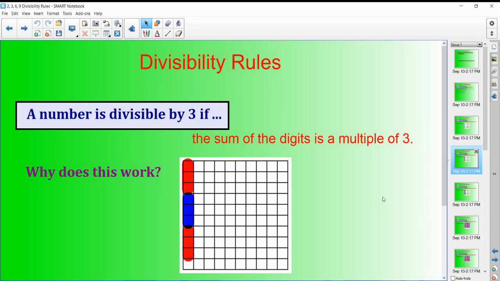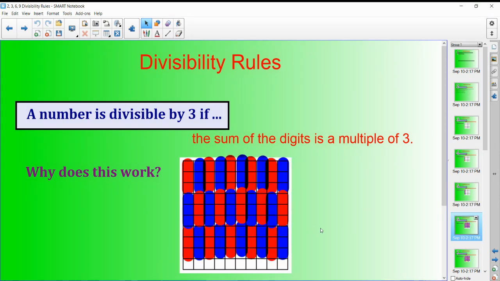Okay, if I take this block of 100 and start splitting up into 3s, I see I almost get a full column. Okay, 3, 6, 9, and 1 left over. I can do it again. 12, 15, 18, and 1 left over. For every 10, I have 1 left over. And I can go and extend it all the way to 90, and I have 10 left over. And I can extend it more to 99, and I have 1 left over.